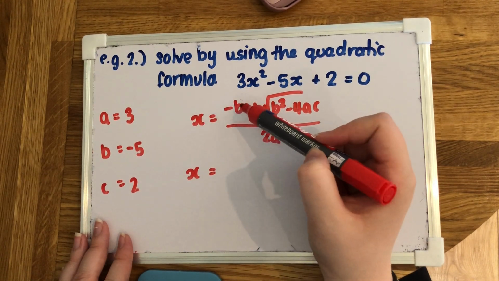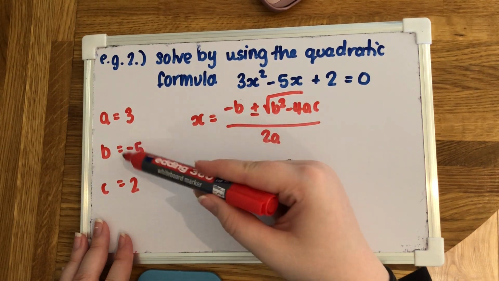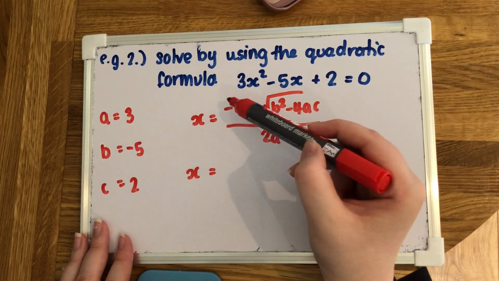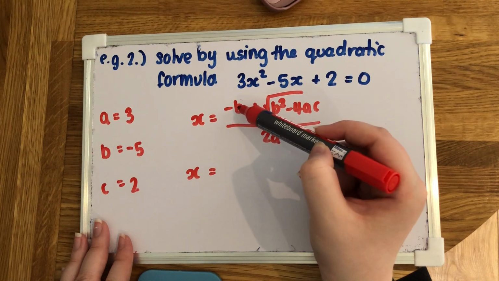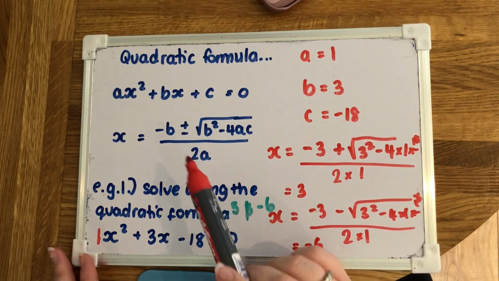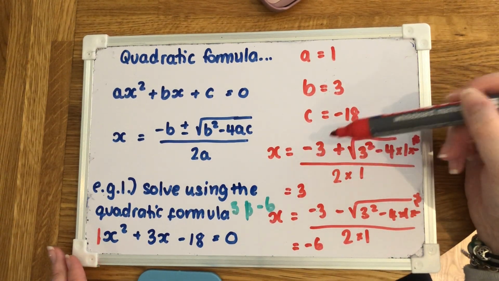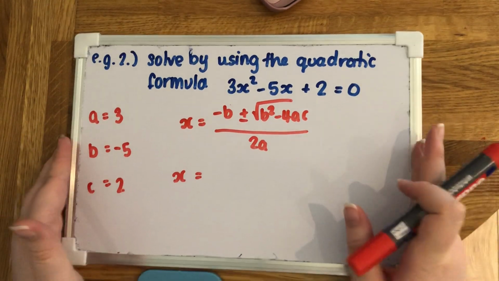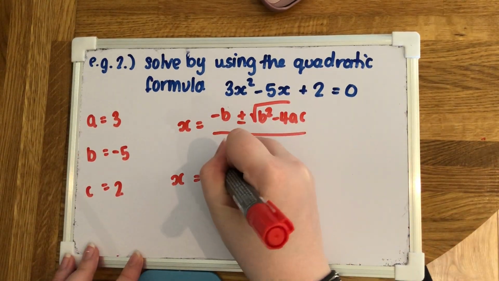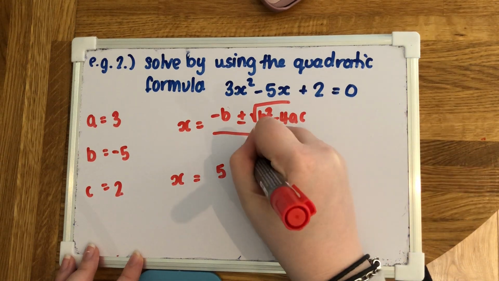So if we want negative B, it means it has to be a different sign to what it currently is. So because it's at the moment negative, it's going to have to be positive here. Okay, and if I quickly turn over, that's what happened on this one. Our B was positive 3, so that means that here it had to be negative 3. Okay, so we've got positive 5, add the square root.